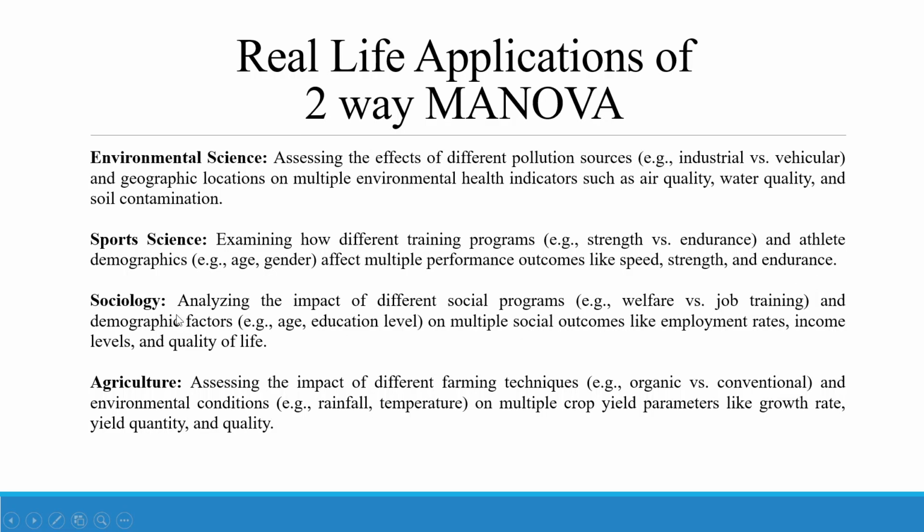Sociology, analyzing the impact of different social programs, example welfare versus job training, and demographic factors, example age, education level, on multiple social outcomes like employment rates, income levels, and quality of life. Agriculture, assessing the impact of different farming techniques, example organic versus conventional, and environmental conditions, example rainfall and temperature, on multiple crop yield parameters like growth rate, yield quantity, and quality.